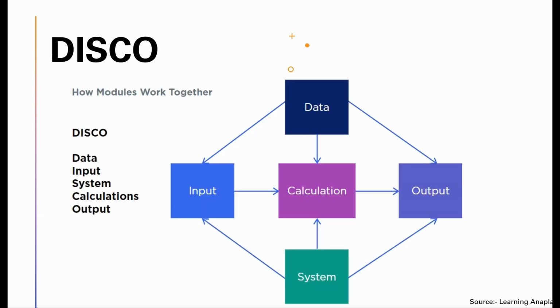You can see the graph here. We have a data module which supplies data to our calculation module, input module, and output module. We have our input module which takes input from the end users and supplies the data to our calculation, because we need the data to do some calculation. And this is the system module, which is a kind of helper module to input, calculation, and output. The calculation module takes all these inputs and results in an output which we show to our end user. So this is the DISCO method.